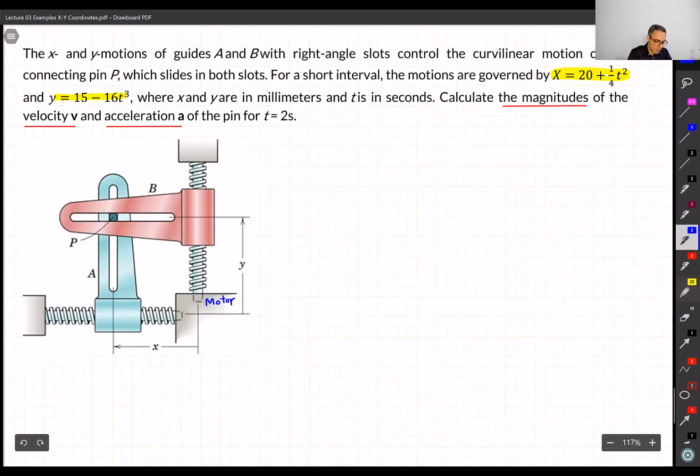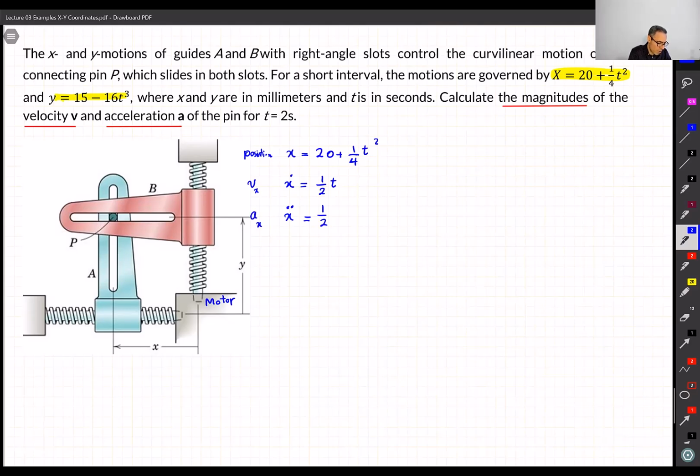So I know X, which is 20 plus a quarter of T squared, and simply I can take the derivative. If I take the derivative, X dot is going to be half of T. And one more time, I'm going to get half, right? So this is my position, this is the velocity Vx, and this is Ax.